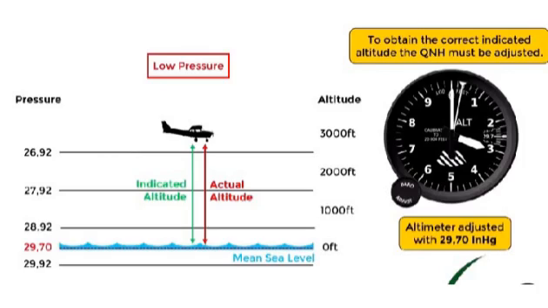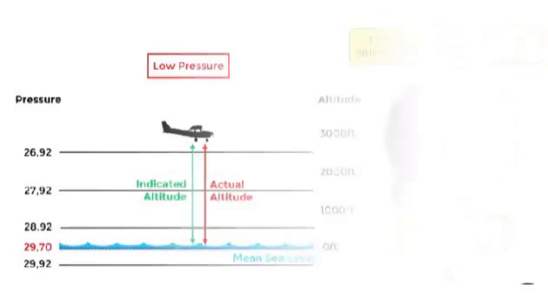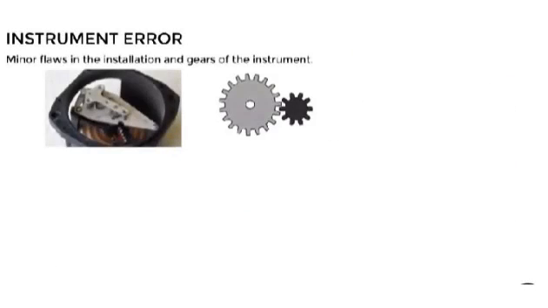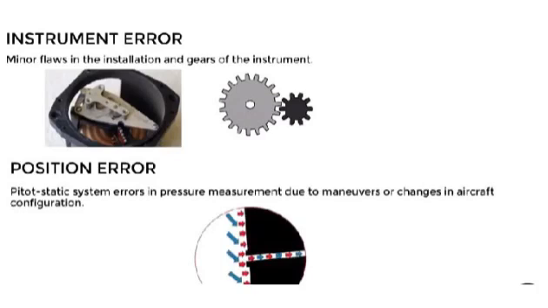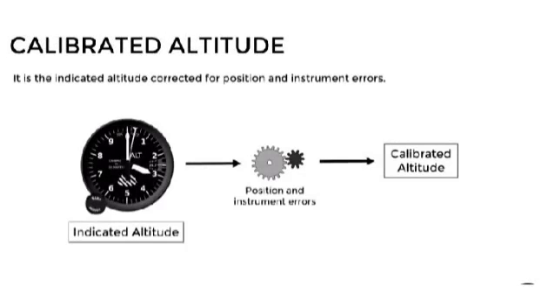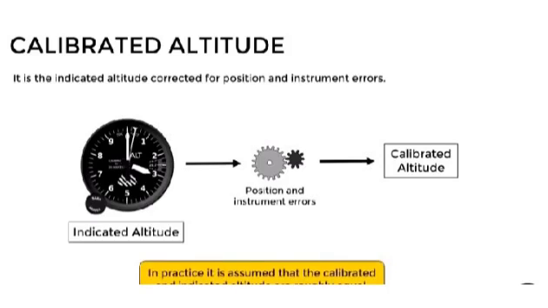altimeter. However, the problem is that altimeters are not perfect, they suffer from instrument error, which is caused by wear of the gears and mechanical imperfections. And there's also the position error, which is caused by pitot-static system errors in pressure measurement due to maneuvers or changes in aircraft configuration, which we have already discussed in detail in the video about the pitot-static system. As a result of these errors, we have the following concept of altitude, which is the calibrated altitude. This is defined as the indicated altitude corrected for position and instrument errors. However, usually these errors tend to be small, and therefore in practice it is normally assumed that the indicated altitude and calibrated altitude are roughly equal.